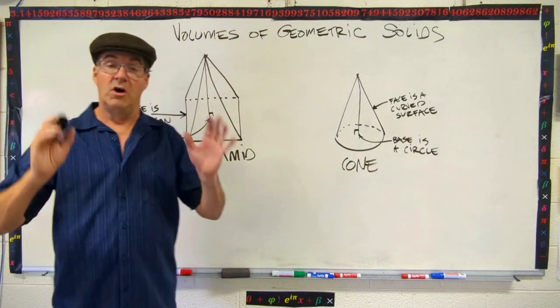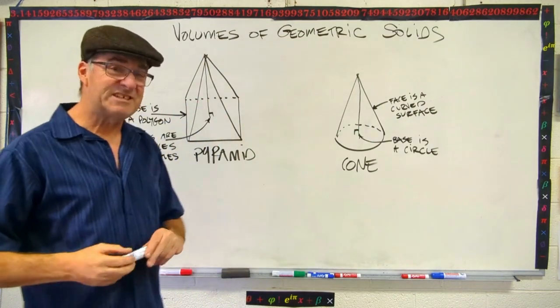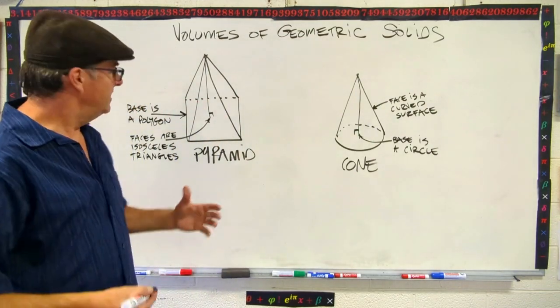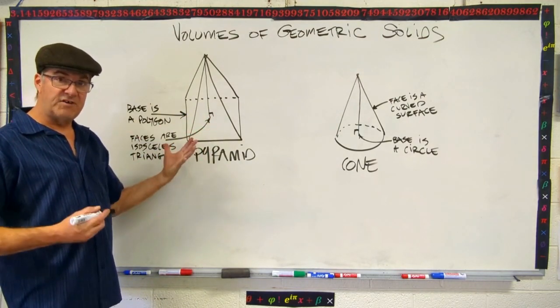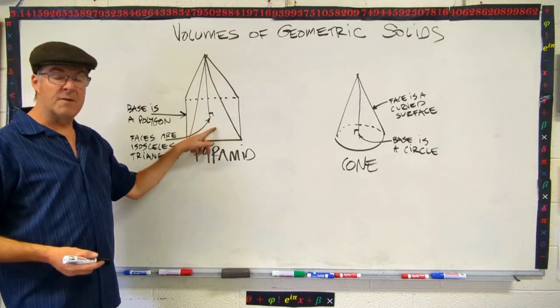Okay, so the volume formula is really similar to the prism. Now, what would you think if I made a square prism and looked at that volume and then looked at a square pyramid?